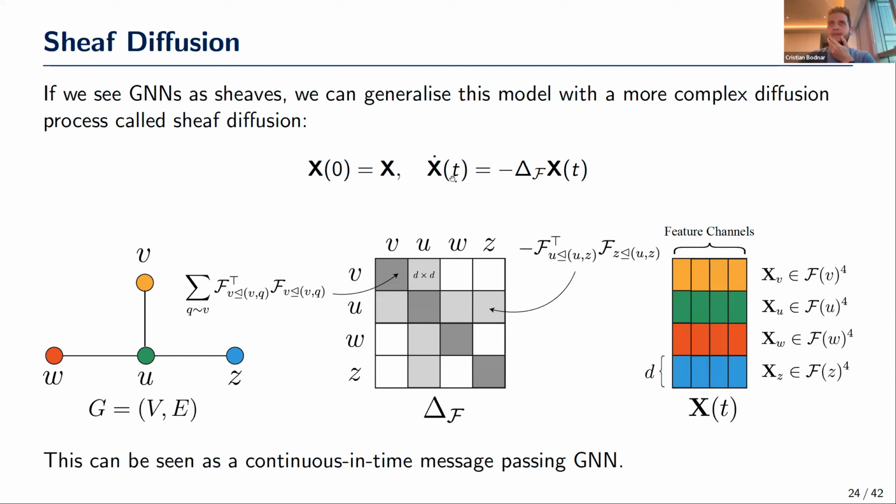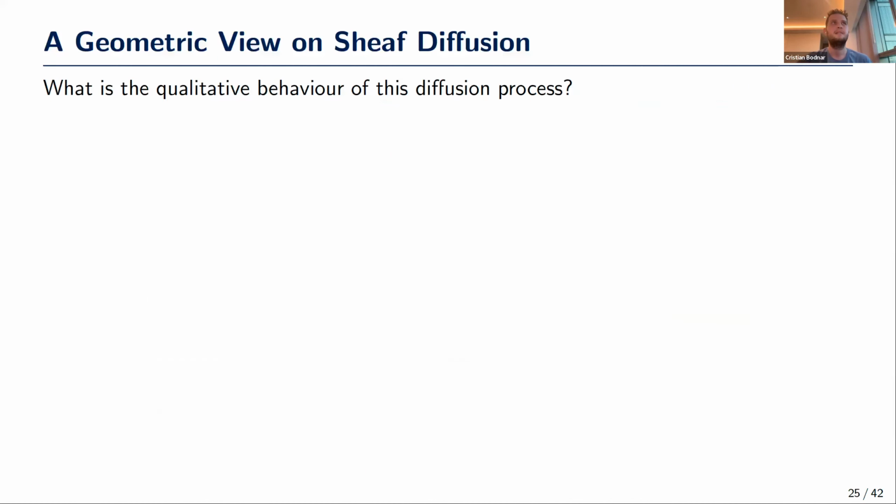And actually, as I was alluding to before, we can also see this new physical diffusion process as some sort of continuous GNN that evolves continuously in time. So you have this continuous message passing, but we're going to discretize it in a second.